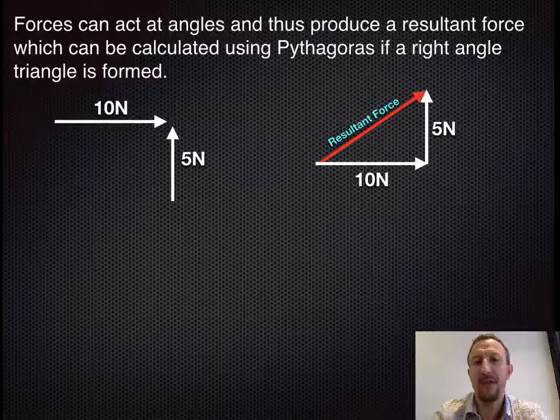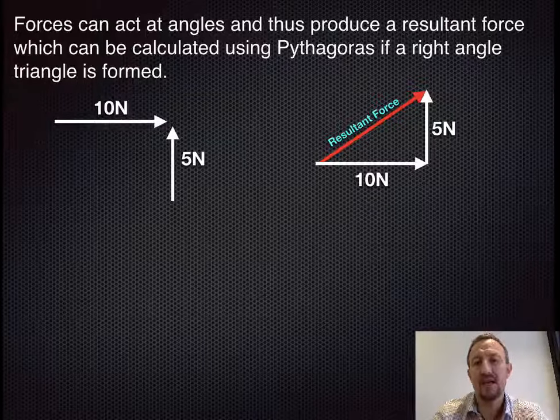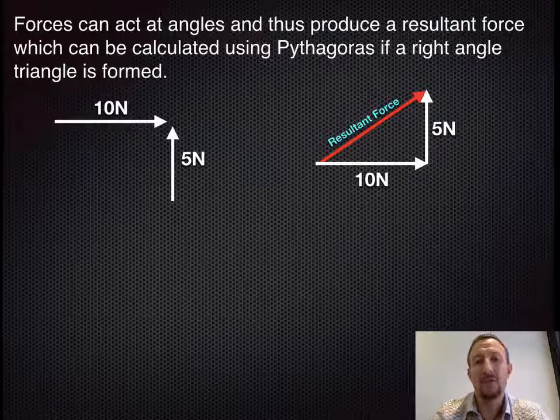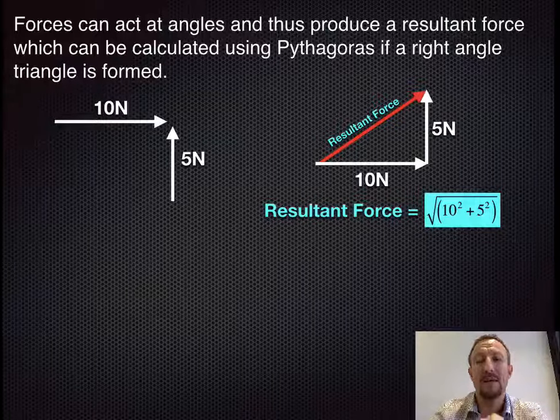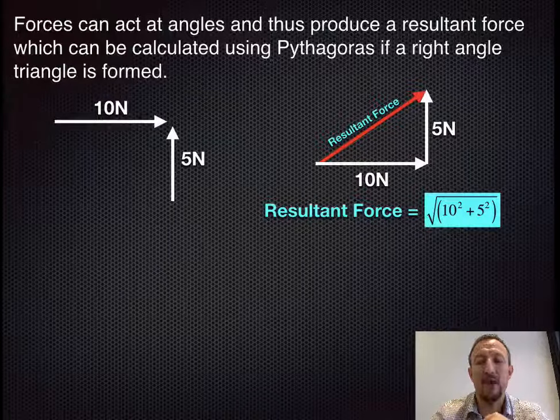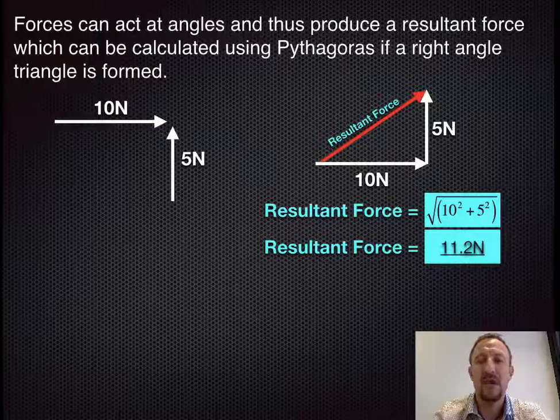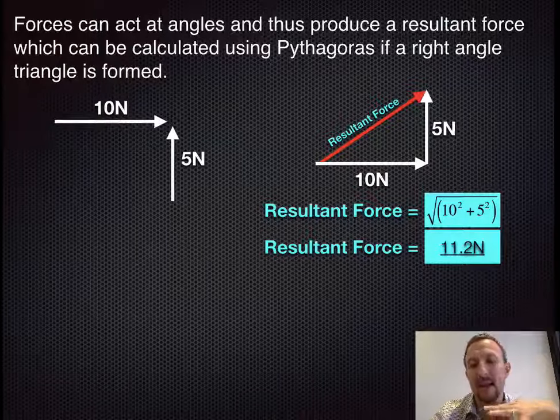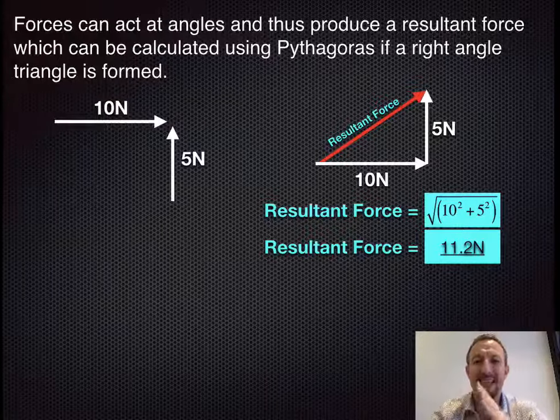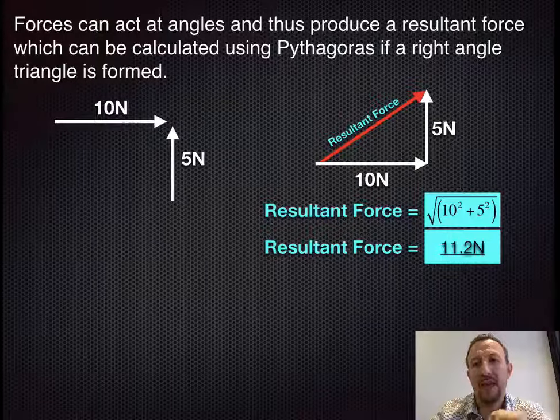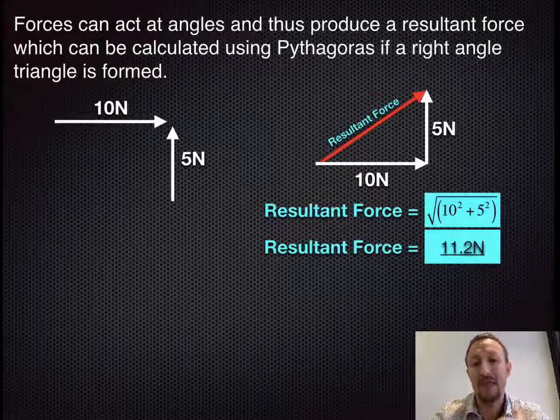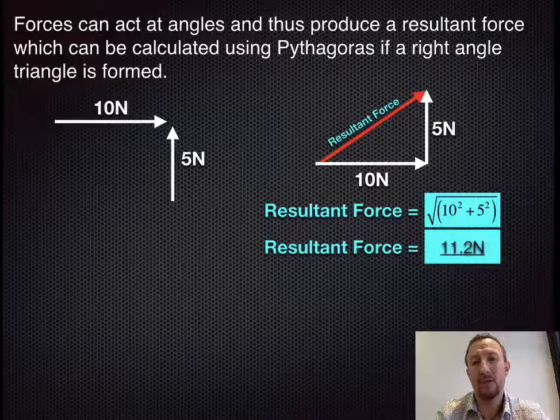It produces a right-angled triangle, which now allows me to use Pythagoras. So I can calculate that resultant force. The resultant force will basically be the square root of 10 squared plus 5 squared, and that gives me 11.2 Newtons. However, we're not going in a specific direction, we have to go at an angle. So we've got to work out what the angle is. Remember, a vector is magnitude, 11.2 Newtons, plus direction.